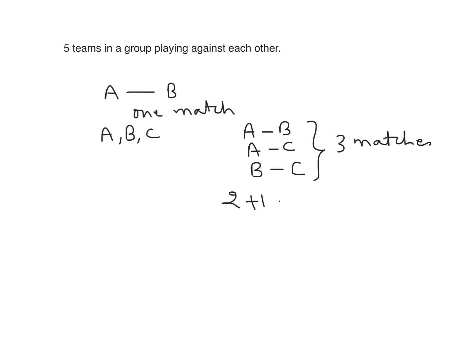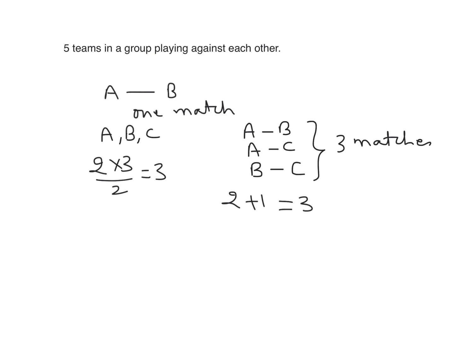So 2 plus 1 is equal to 3. Whatever way you take, either you can take 2 into 3 divided by 2, which gives you 3, or 2 plus 1 plus 0, that is giving you 3. Both are having the same concept here.